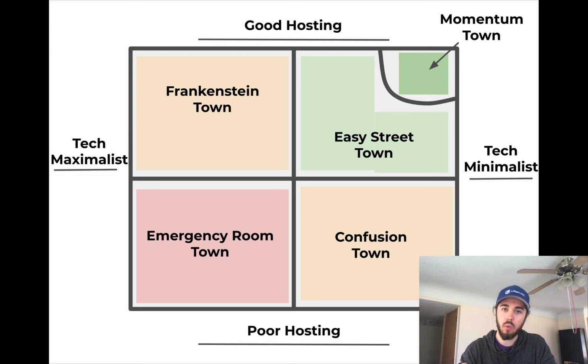So this is the 4 quadrants of the tech stack clarifier. And on the y-axis here, we have good hosting at the top and then poor hosting at the bottom. And then on the right side, we have tech minimalist, and on the left side, tech maximalist. So we can kind of figure out what each of these boxes are based on the X and Y axis here.